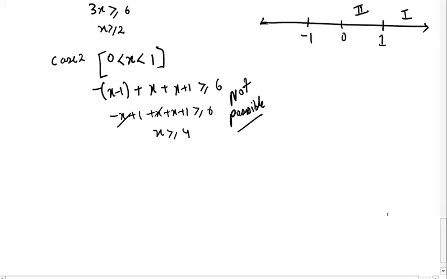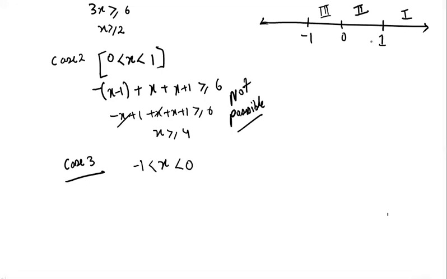Then what is case 3? Tell me, what do you think? This is the third region. So case 3 should be when x is greater than minus 1 but less than 0. Yes, very good.